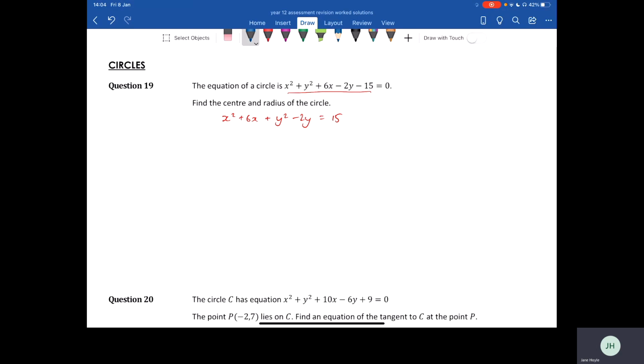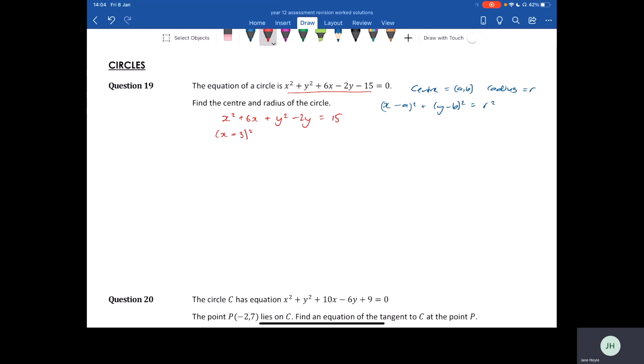What we're aiming for is an equation of the form (x minus a) squared plus (y minus b) squared is equal to r squared. And that, of course, is the standard equation for a circle with a centre at (a, b) and a radius of r. So I'm aiming to write my red equation in that form there, and we do it by two mini completing the squares.